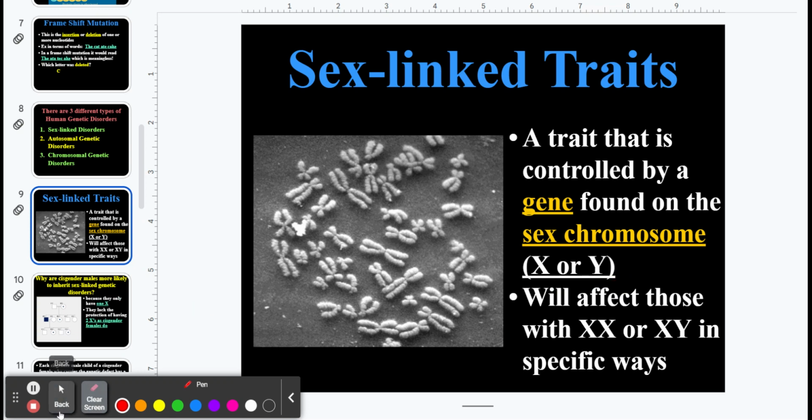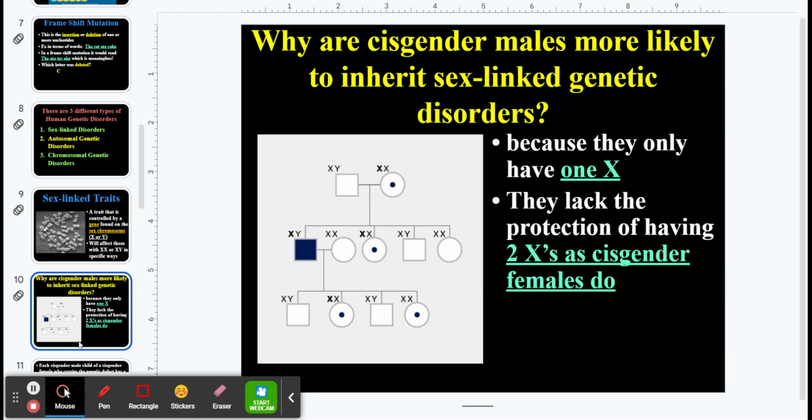So let's take a look at an example. Reminder that sex is a biological term that is specifically referring to the DNA sequences of, for cisgender males as XY and for cisgender females as XX. That does not mean those are the only options.